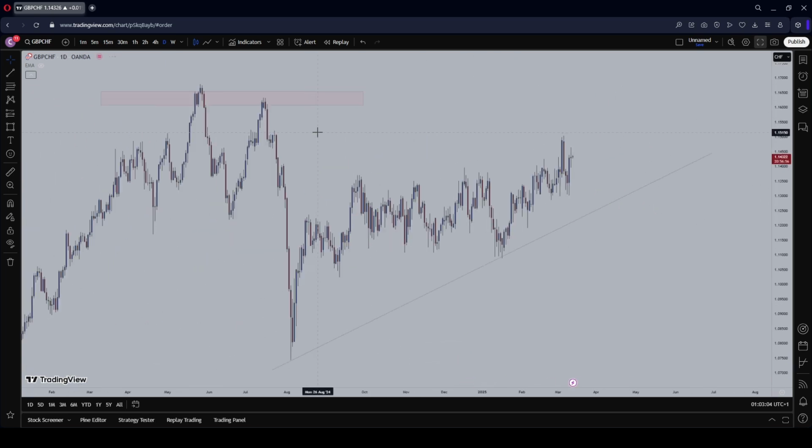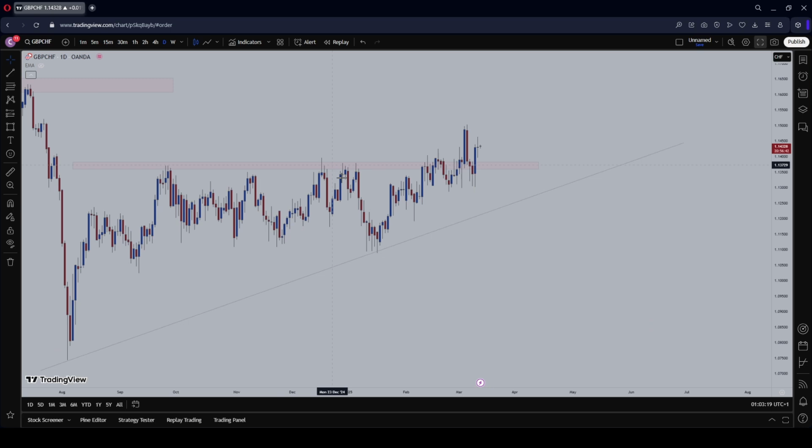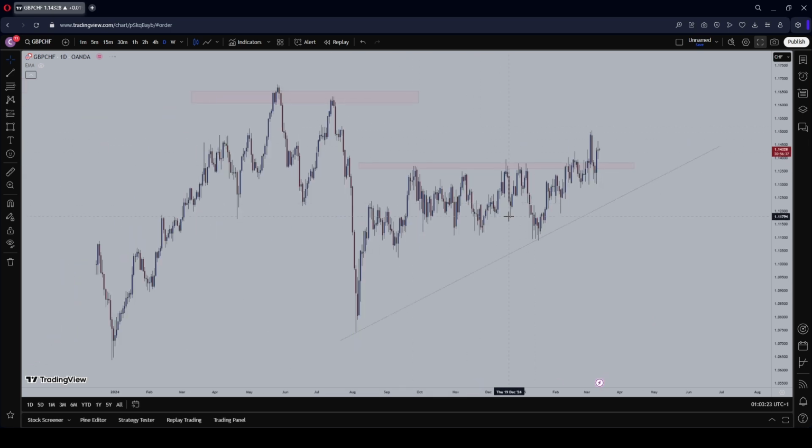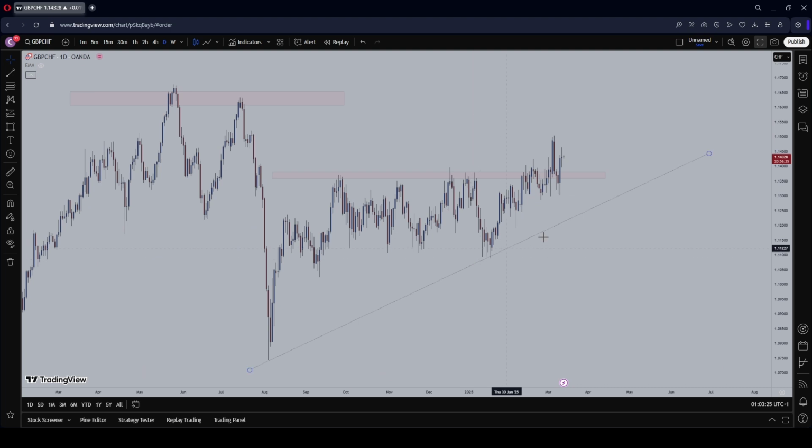Now this is where things get a bit interesting. On the daily time frame, what I saw was this configuration of price here. This resistance that price was finding difficulty breaking. 1 touch, 2 touch, 3 touch, 4 touch, and price just flashed above it. This was when I became interested.